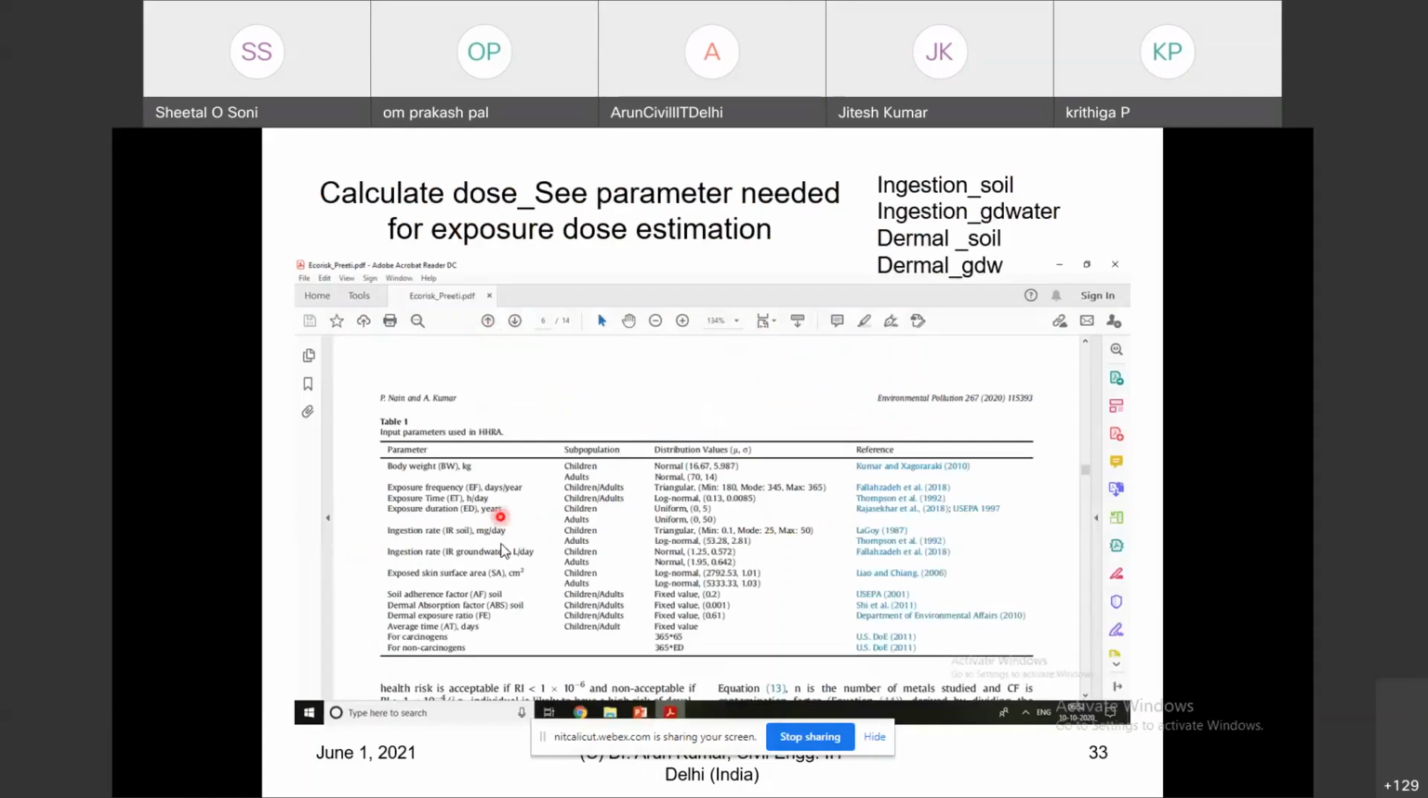So this is basically a list telling you what information we have to compile to do the risk assessment. For example, we should know the body weight, exposure frequency, exposure duration, ingestion rate of your soil, ingestion rate of your groundwater, exposed skin surface area, how much of that is going to stick to your skin, the dermal absorption factor, and your averaging time, for carcinogen and non-carcinogen. We have to detail this information for children, adults, occupational workers, residential workers, and residential population, and then we can use it for calculating your exposure dose.